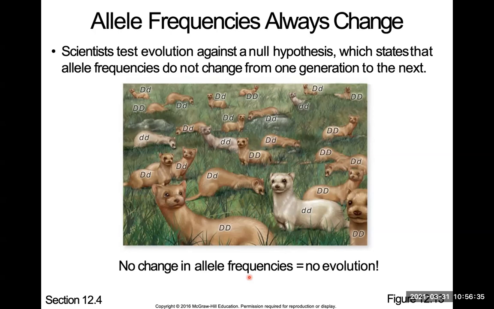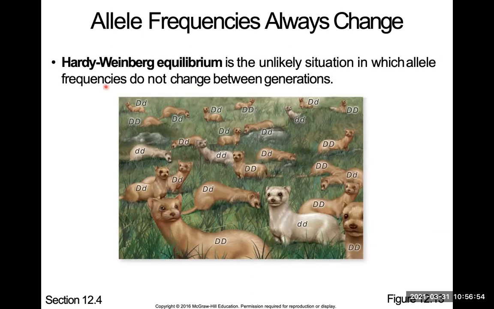If these allele frequencies are changing, maybe after 5 generations now it's 75% big D and 25% little d, maybe this one completely gone away for whatever reason, then there is evolution happening. So no change in allele frequencies means no evolution. And there's something called Hardy-Weinberg equilibrium. So this is when the allele frequencies do not change. If it's following Hardy-Weinberg equilibrium, that means the allele frequencies do not change.